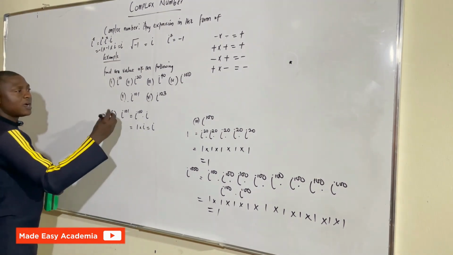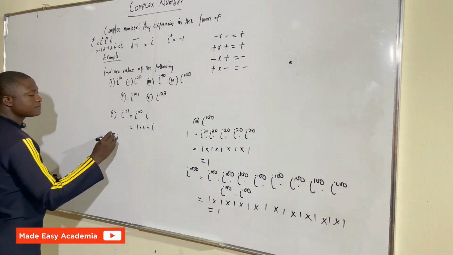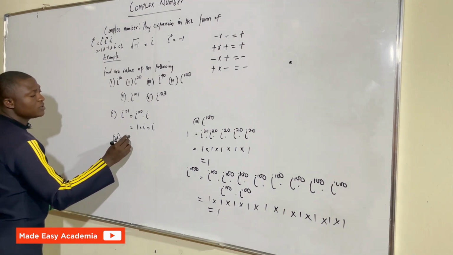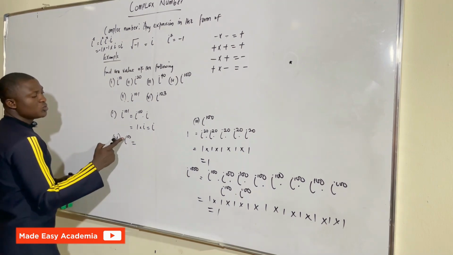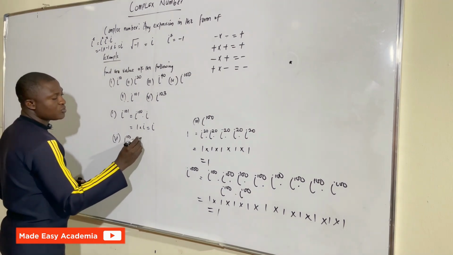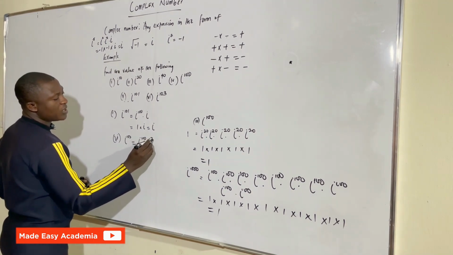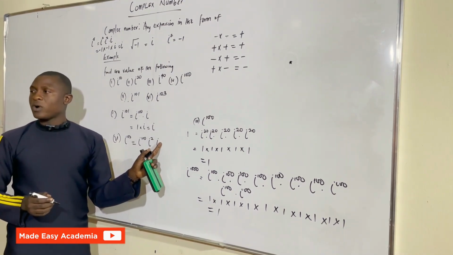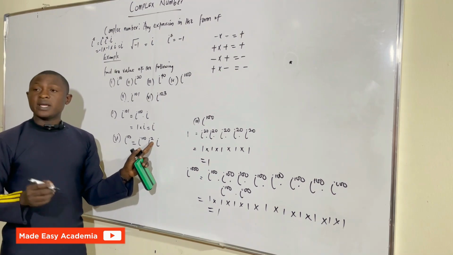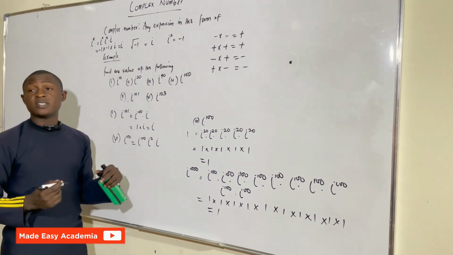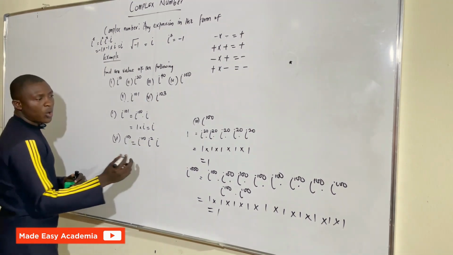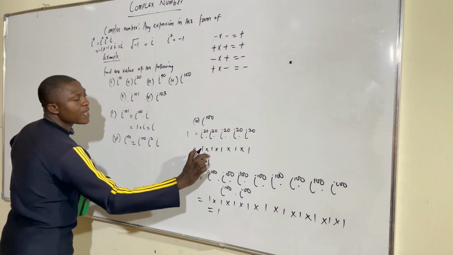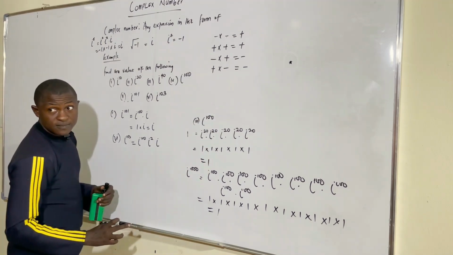Now let's look at i raised to the power of 103. I can follow the same logic. So I can have this one to be i raised to the power of 100, i squared, then i, because you know i means i raised to the power of 1. So if I add 1 plus 2, that's going to be 3, then 3 plus 100, that's going to be 103.